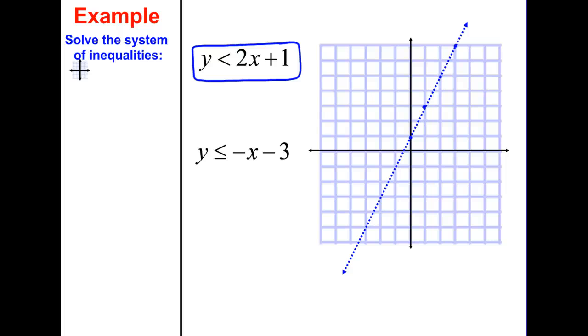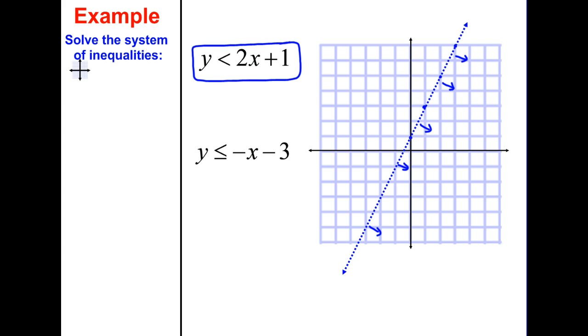Now we have to put in a test point to see where it works. The test point I always like to use is 0, 0, if it's not on the line. So I'm going to plug in 0. Is 0 less than 2 times 0 plus 1? Well, is 0 less than 0 plus 1? 0 is less than 1. So instead of shading all the way, I'm just going to draw an arrow in a couple places showing that I'm going to be shading towards 0, 0. And you'll see why I'm doing that in a second.